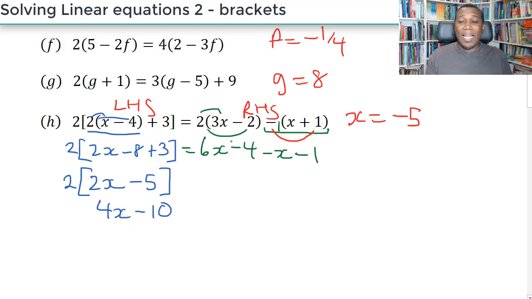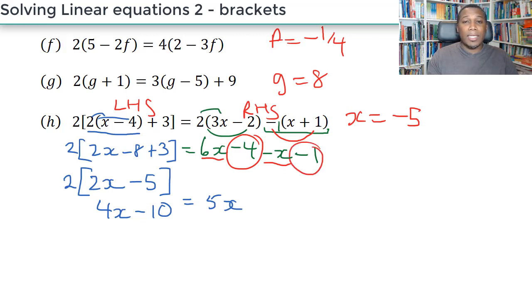Similarly to the left-hand side, I've expanded the brackets. I now need to simplify. I have 6x take away x, which will give me 5x. And then I have minus 4 minus 1, which will give us minus 5. So after we've worked through it, what do we have? We have 4x take away 10 has to be equal to 5x take away 5.